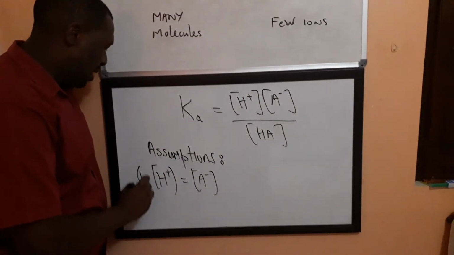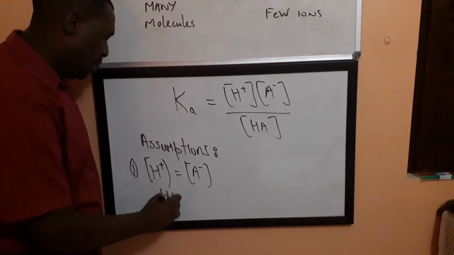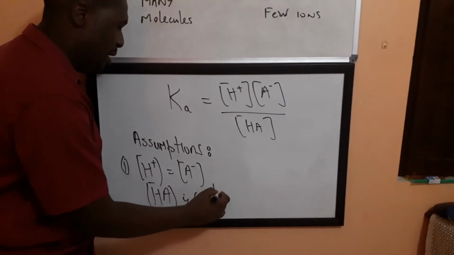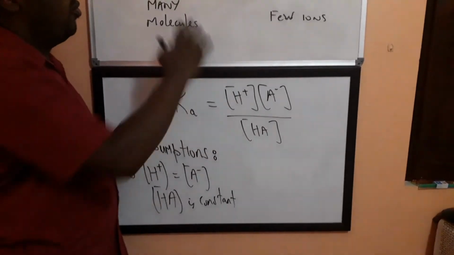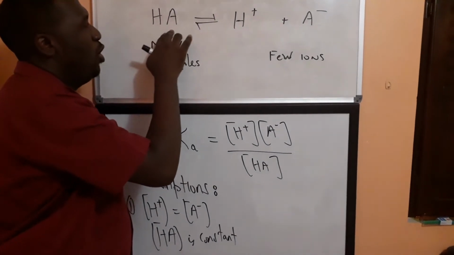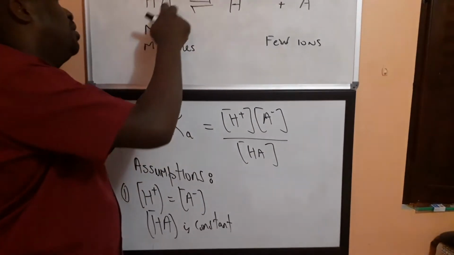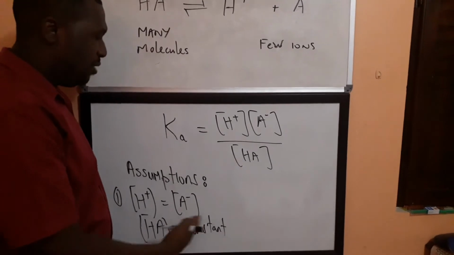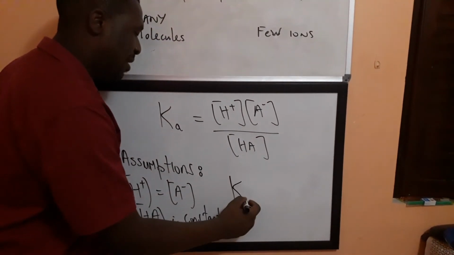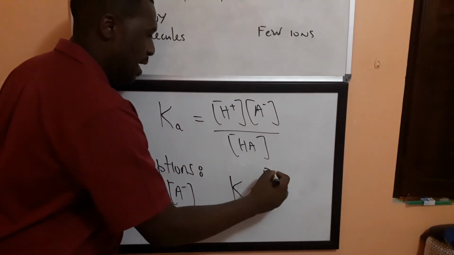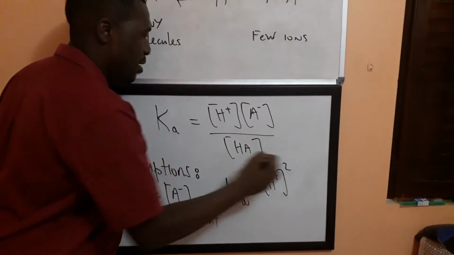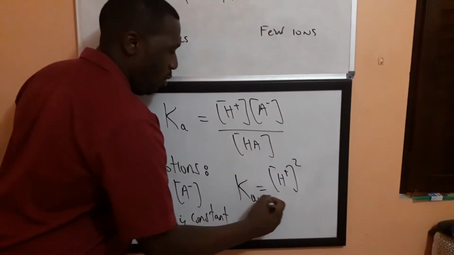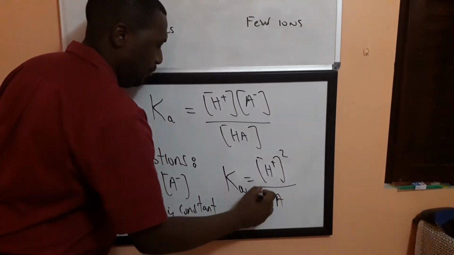The other assumption that we can make is that the concentration of the acid remains constant. And we can make that assumption because it is a weak acid. Only a small proportion will break down to give you ions, which means that the concentration of HA remains relatively constant. Now, if we make those two assumptions, we can rewrite this expression to be H plus concentration squared, if we substitute H plus for A minus in this equation here, over HA.